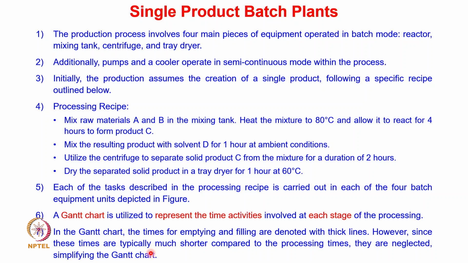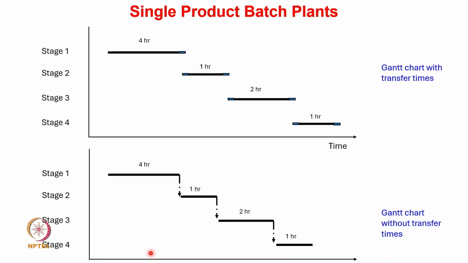So what we are saying here is, if you look at the Gantt chart, you can see that this is the Gantt chart for the same process. These lines which are shown here are for the transfer times. So you can see that the material from the reactor is transferred to the mixing tank. These transfer times are also shown here, and all 4 stages are represented with the time here.